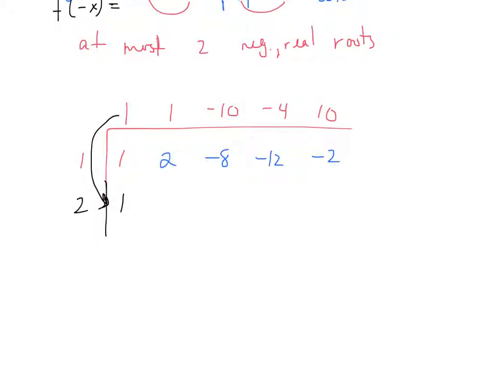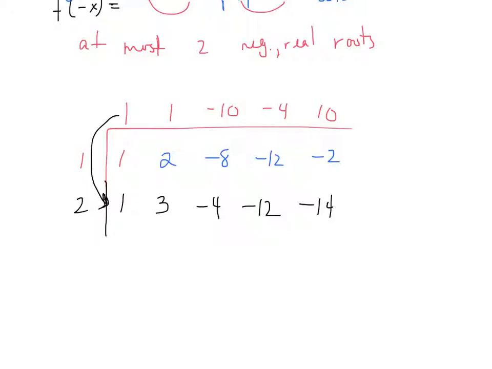2 times 1 is 2, plus 1 is 3. 6 and -10 is -4. -8, -4 is -12. -24 and 10 is going to be -14. So did that help us really? What did our graph do? Our graph just went from 1, -2 over to 2, -14. So the graph is still decreasing, isn't it?